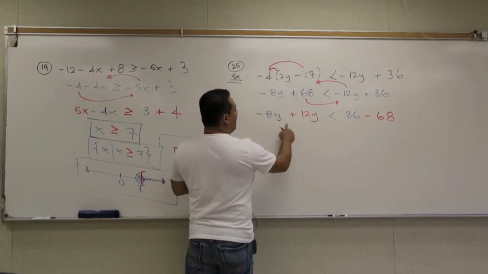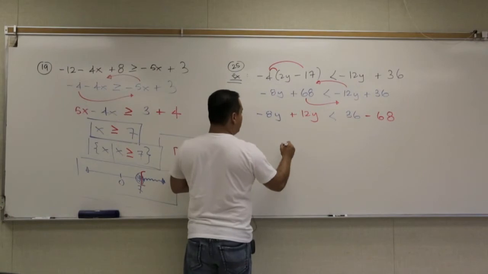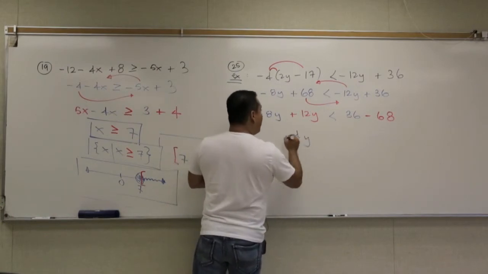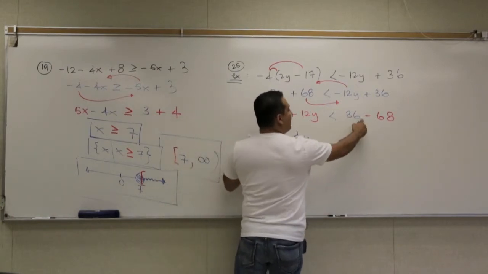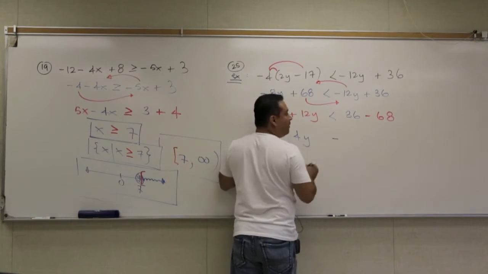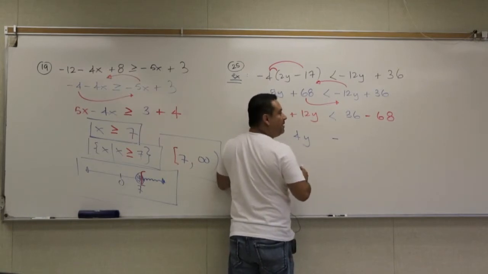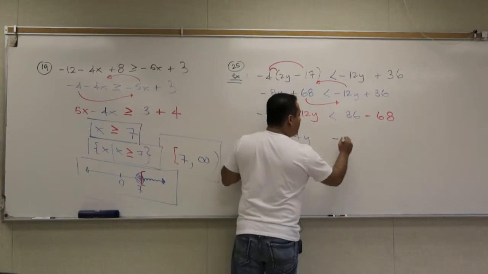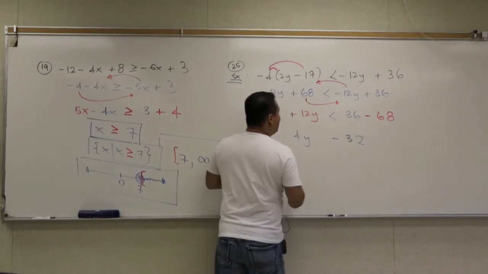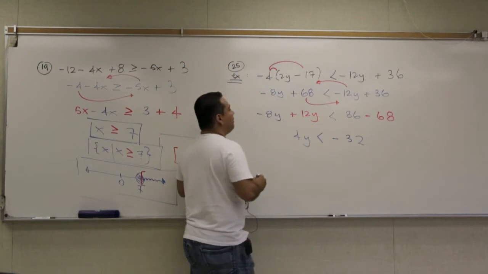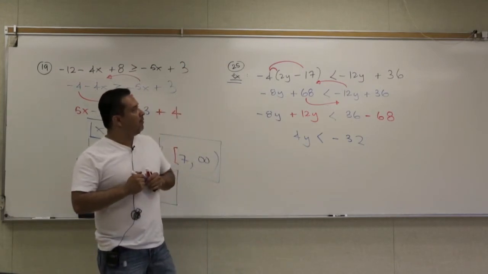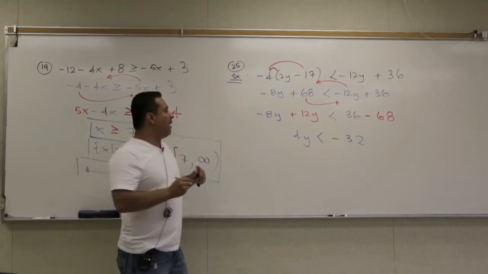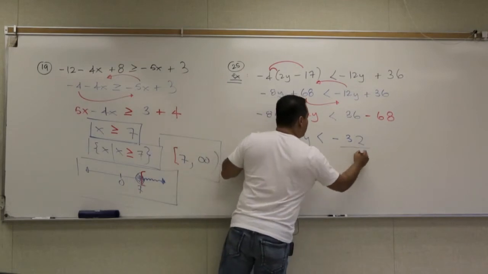So you get negative 8y plus 12y, what does that give you? 4y. And what's 36 minus 28? 8. Is it positive or is it negative? Positive. Yeah. Okay. Now double check. What are you going to do? Divide both sides by 4.